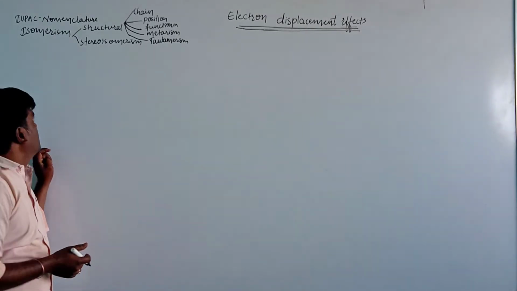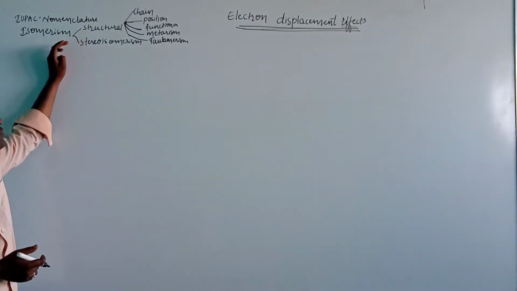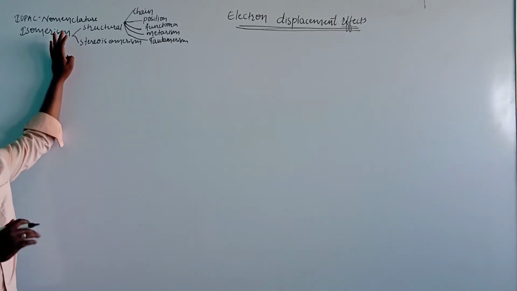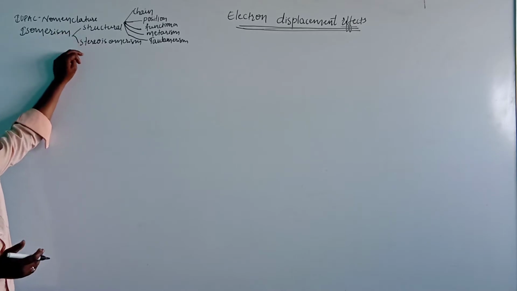We have explained with an example each of chain, position, functional, metamerism and tautomerism. That is structural isomerism. Compounds that have the same molecular formula but differ in their structures are known as structural isomers.